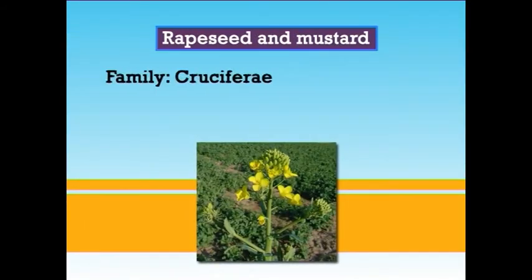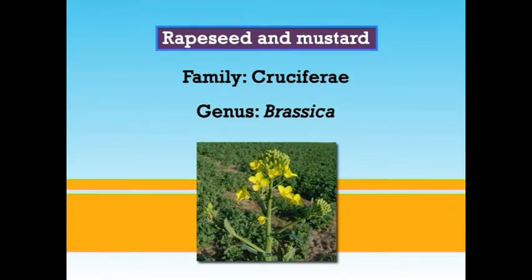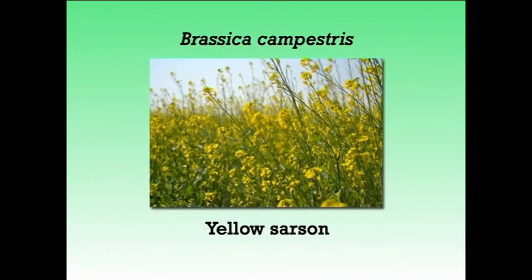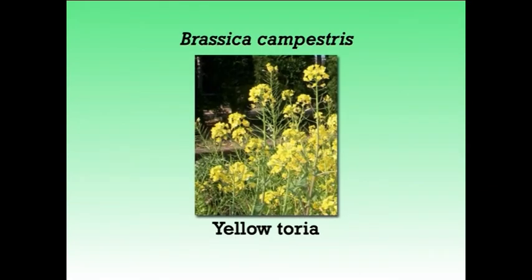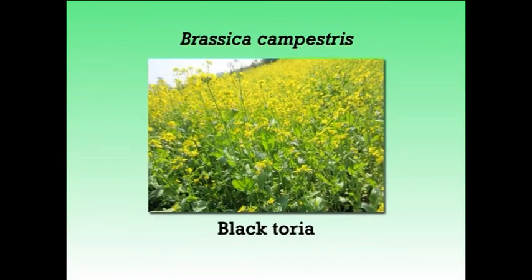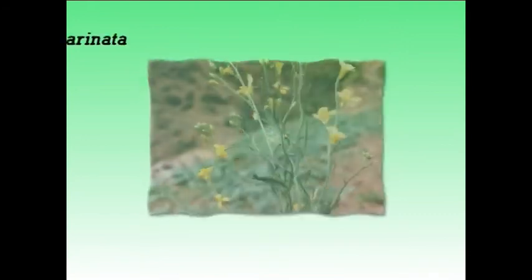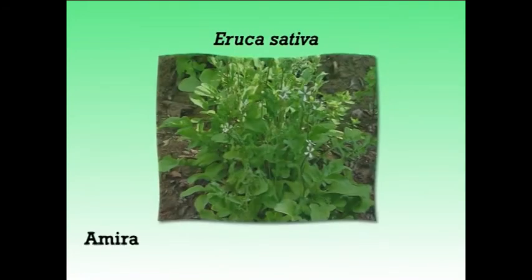Let's see the classification of this crop. Rapeseed and mustard belong to the family Cruciferae and genus Brassica. Crops under the Brassica genus encompass many diverse types of plants which are grown as vegetables, fodders or sources of oils and condiments. Rapeseed mustard comprises species mainly Brassica campestris variety yellow sarson, Brassica campestris variety brown sarson, Brassica campestris variety yellow toria, Brassica campestris variety black toria, Brassica juncea variety rugosa, Brassica nigra, Brassica napus, Brassica carinata and Eruca sativa variety taramira.